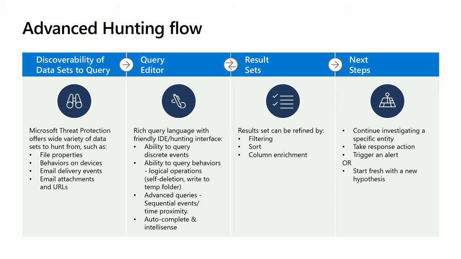Let's talk a little bit about the advanced hunting flow in this case. What we start off with is understanding what the available data is that you have. What are the data sets that we have? In MTP, what we're exposing is basically all the data that you had available from the device world, from MDATP, and enriching it at this point with email flow data coming in from the Office world.